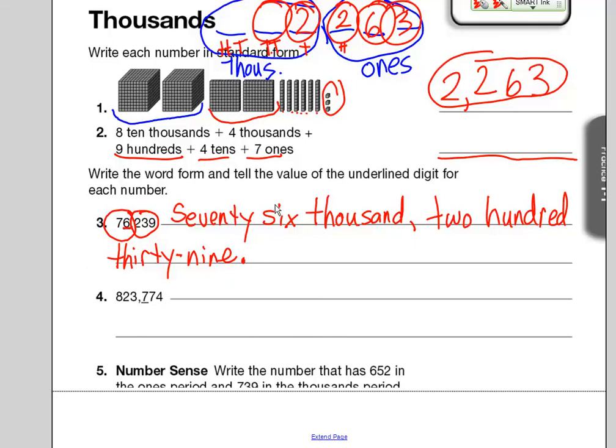Now don't forget the second part though. Here it says what's the value of the underlined digit, and over here that's a 6. But what place is it in? It's in the thousands place. Remember, ones, tens, hundreds, thousands, it's in the thousands place. So that 6 is worth 6,000. Okay, hopefully that made sense. Go ahead and do number 4 on your own.